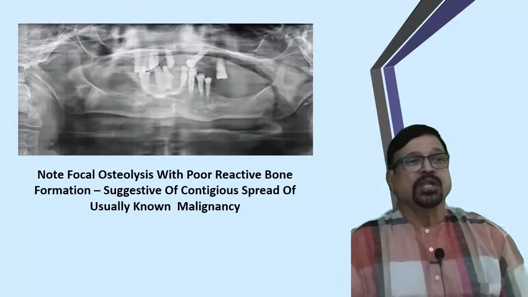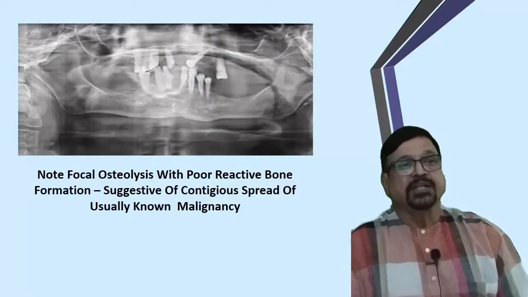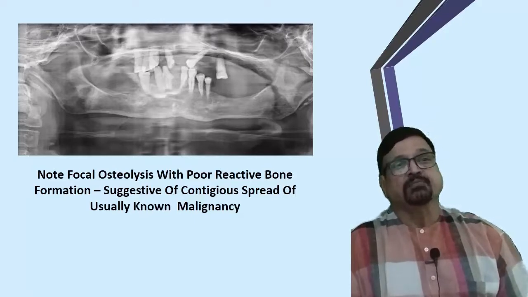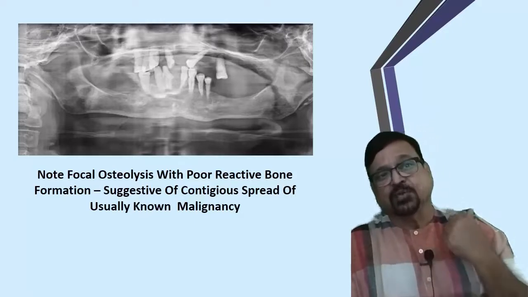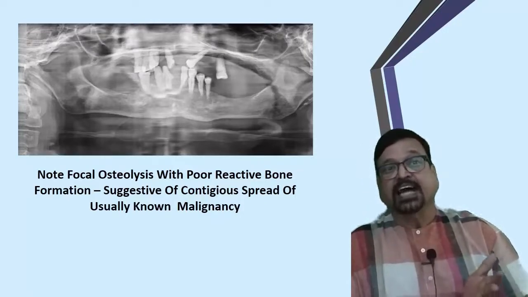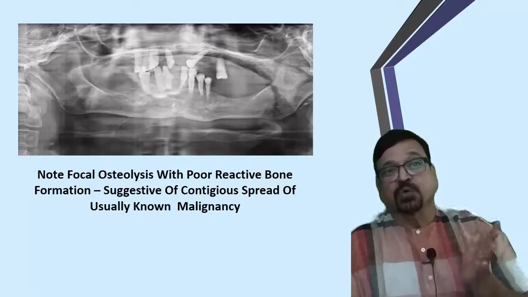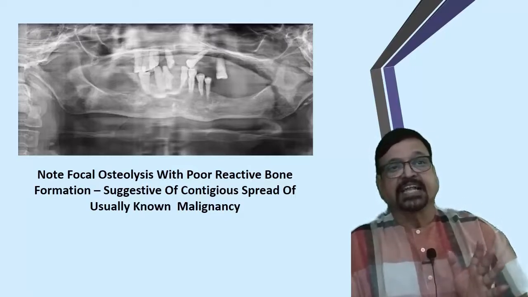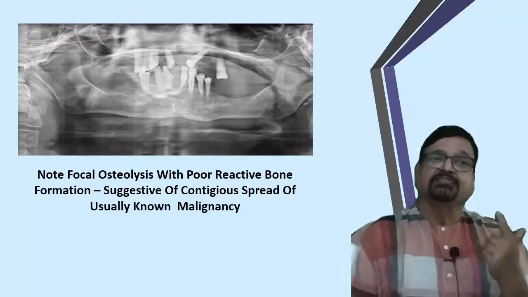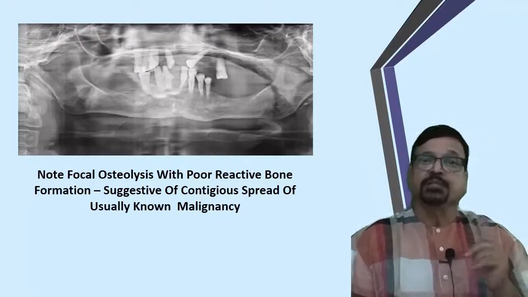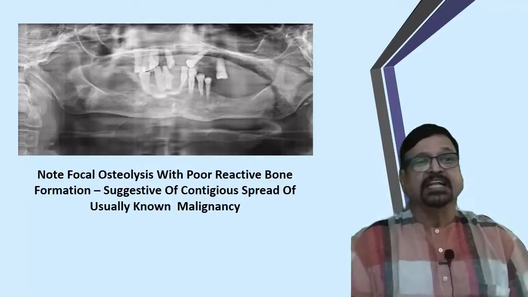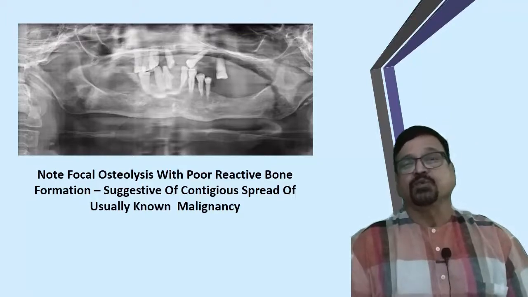Now note focal osteolysis with poor reactive bone formation. So the bone is not showing any aggressive remodeling, or osteoblastic activity is not as good. So there is more osteolysis. That means the lesion has to be extremely aggressive. Now there are two things in it, either infection or spread from a known malignancy. If we have the clinical setting, we can be confident in diagnosing it as the spread of a known malignancy.